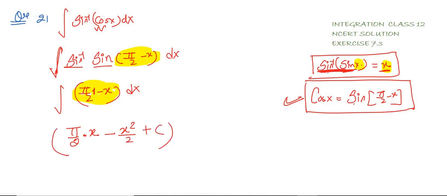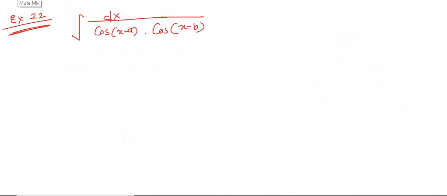Fine? Okay, this is question number 22. I'm sorry, this is not an example, this is question number 22. So write down, everyone: integral dx by (cos x minus a) into (cos x minus b) dx. To integrate it, we need a little bit of manipulation. That manipulation you have to learn.